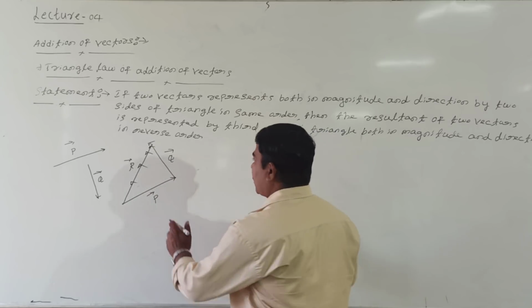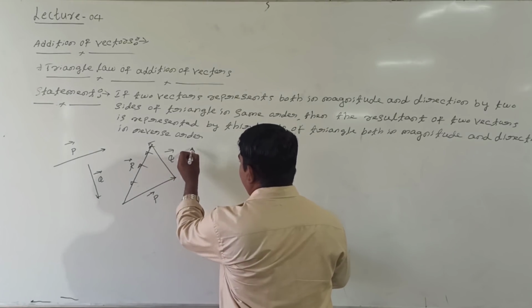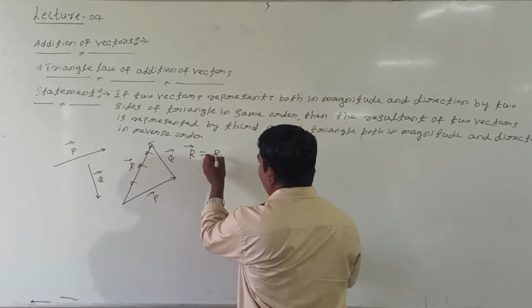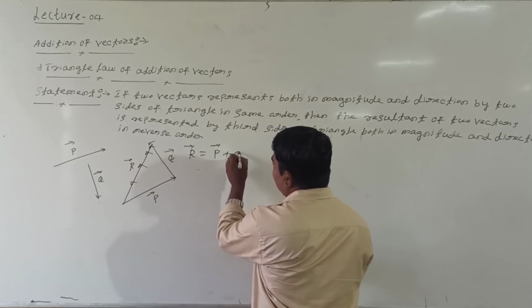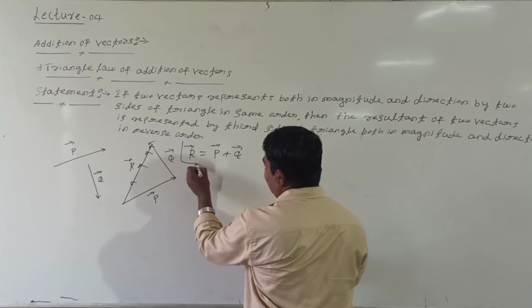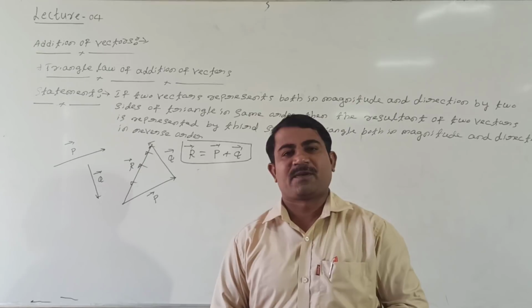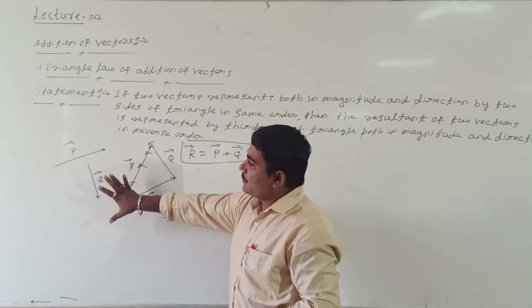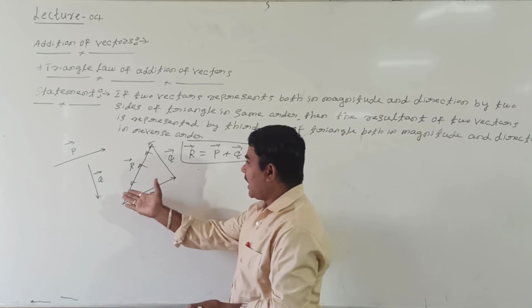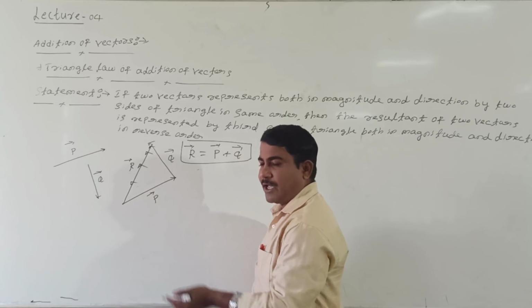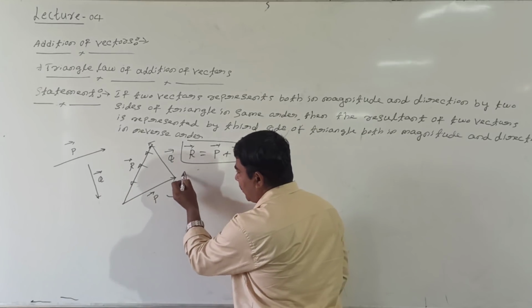Directly, shall I write this one? This is the sum of vectors. The resultant vector is equal to how much? The resultant vector is equal to vector P plus vector Q. This is the triangle law of addition of vectors. Are you following? Or you can choose in an alternate manner also. I am taking first P then Q, in the anti-clockwise direction.